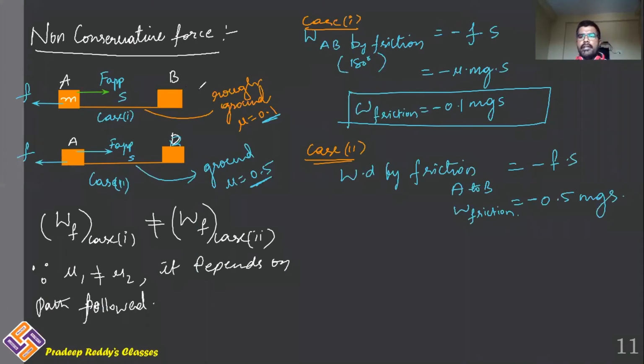See, from A to B, when you are doing work, you have got minus 0.1 mgs. But from A to B, if it is a rough surface, if the coefficient of friction has been increased on that surface, the net work done has been increased to minus 0.5 mgs. Therefore, work done in both the cases are different, even though their states are same.